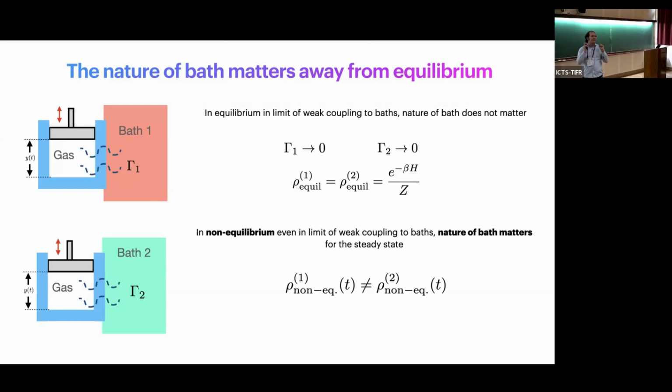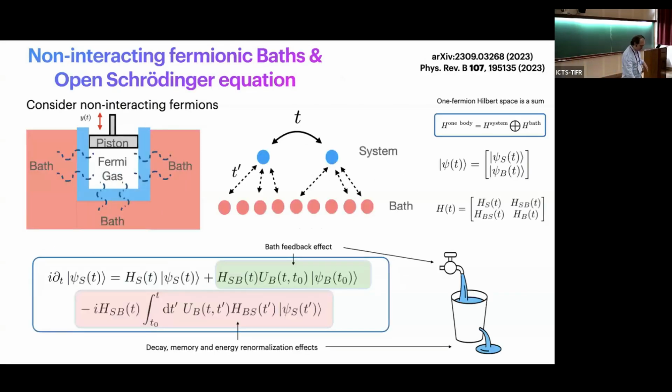Okay? Even in the super weak coupling limit, if you couple to fermions versus bosons, the steady state ensemble can be very different. That's going to be one of the key messages. So let's talk about fermions first. The fermionic setting is nice because you can solve everything exactly.